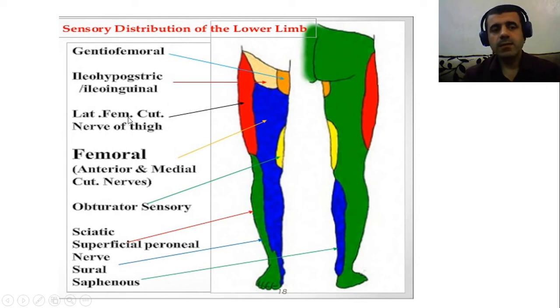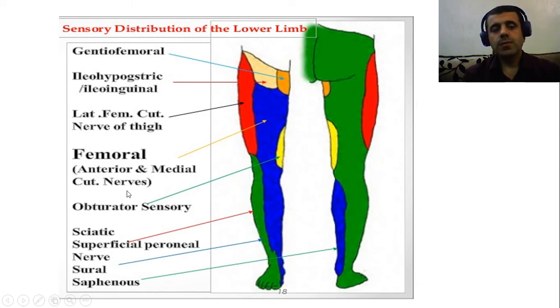Lateral femoral cutaneous nerve of the thigh. This is a separate nerve. It's not a branch of the nerves we mentioned before. This nerve comes from the lumbosacral plexus and supplies the skin of the lateral aspect of the thigh. It's called the lateral femoral cutaneous nerve of the thigh.